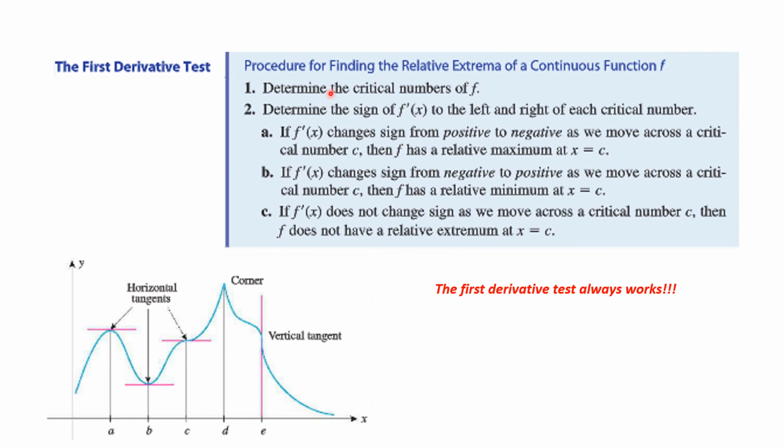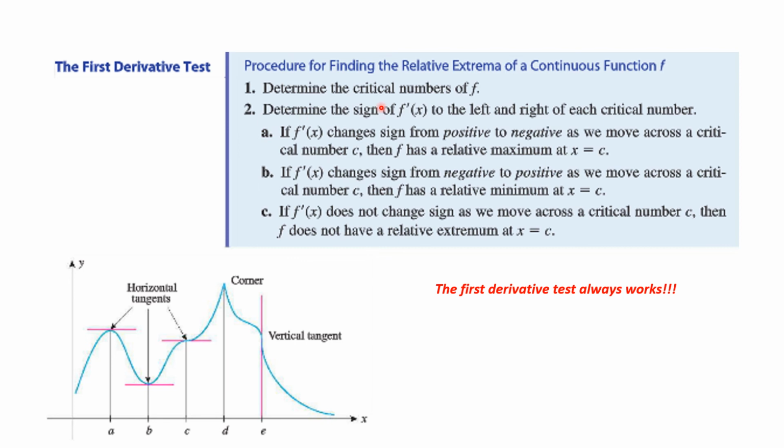So this is the procedure for finding the relative extrema, that means relative max or min, of a continuous function f. So what we do is we determine the critical numbers. So we check to see for values where it is in the domain of f and where either the first derivative is equal to 0 or the first derivative does not exist. Those are the candidate places where a max or min can happen.